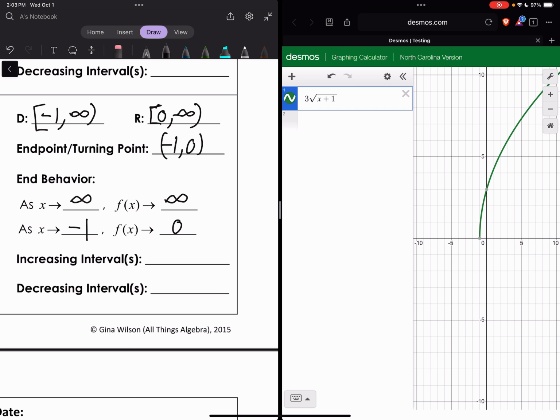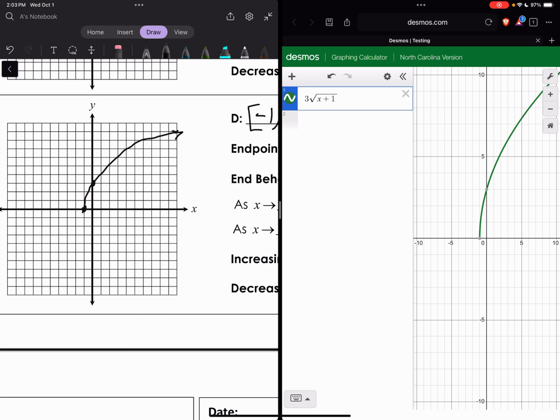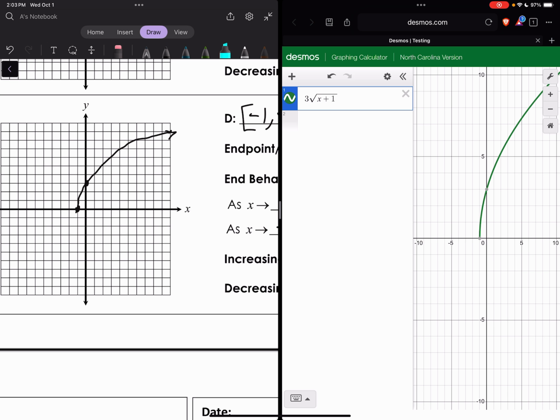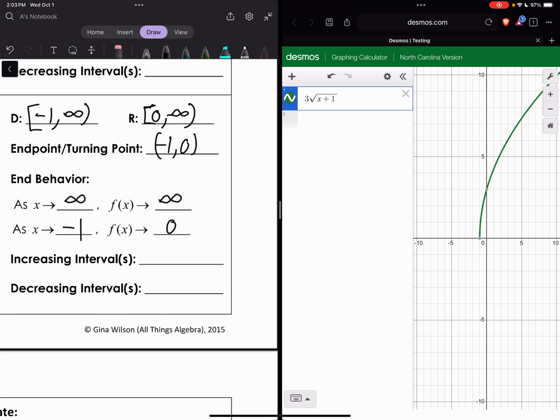Increasing intervals. So looking at the domain, where is it going upwards? Keep in mind you read left to right, so I'm starting at my lowest value of x, and I'm going to the right. So everywhere along that highlighted line is increasing, therefore it is my domain, negative 1 to infinity. You don't have to put a square bracket on the negative 1. A parenthesis is sufficient because I'm talking about the interval of increasing. Decreasing never happens in this problem, does not exist.